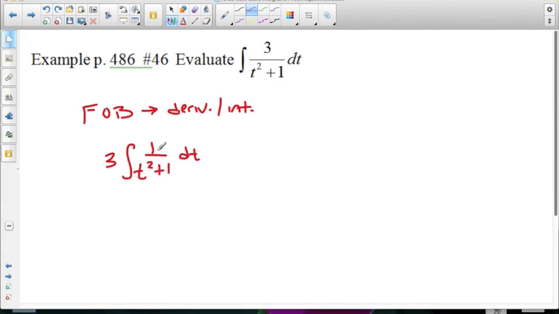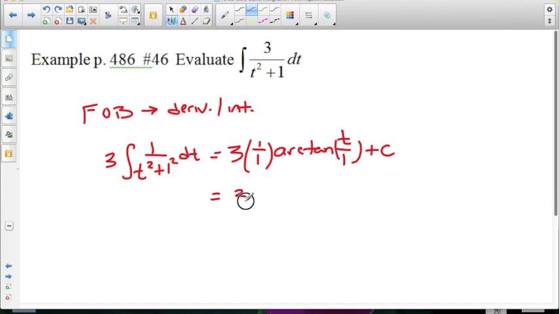So you definitely have an arctan here. You're looking at 3 times 1 over a, which is just 1 over 1. I can even put the 1 squared there to really make it look like the front of the book. So a is 1, arctan of u over a, and so that would be t over 1 plus c. Of course, leaving it like that is just fine. You could clean it up a little bit if you wanted to, totally up to you. So we're looking at that expression for the integral.